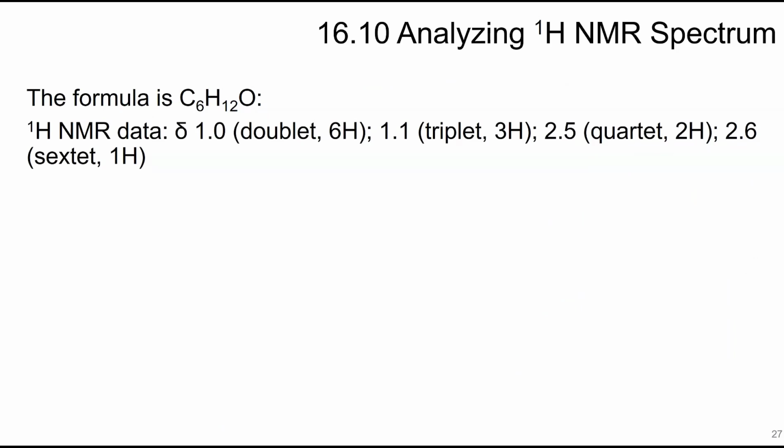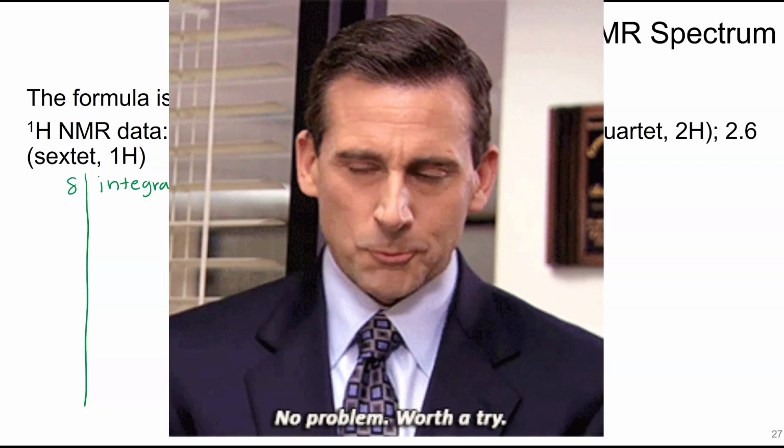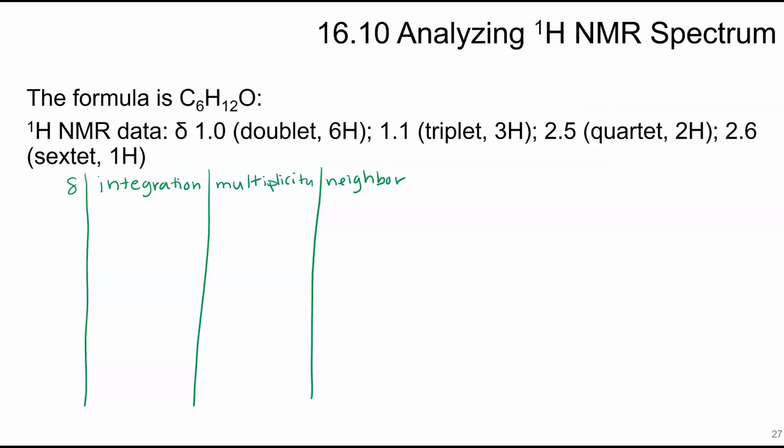I'm going to let you guys try to do this one. So you can start with your table. You have integration with the multiplicity, and the neighbor. So take a minute and make an attempt. First do the RDBs. So we have 1 RDB. And then fill out the table.